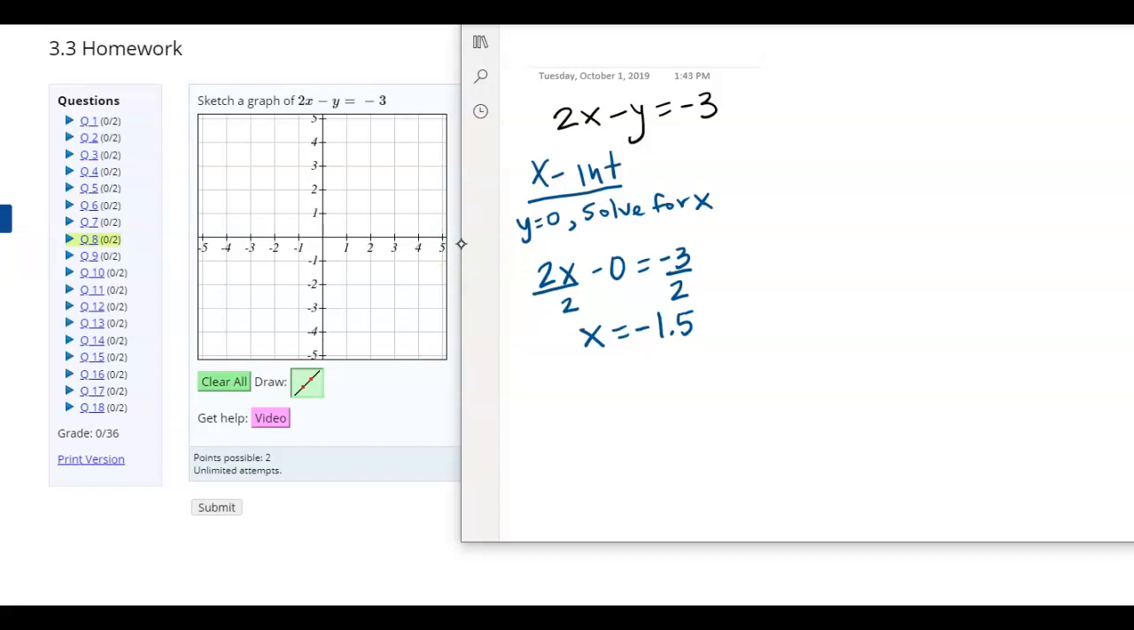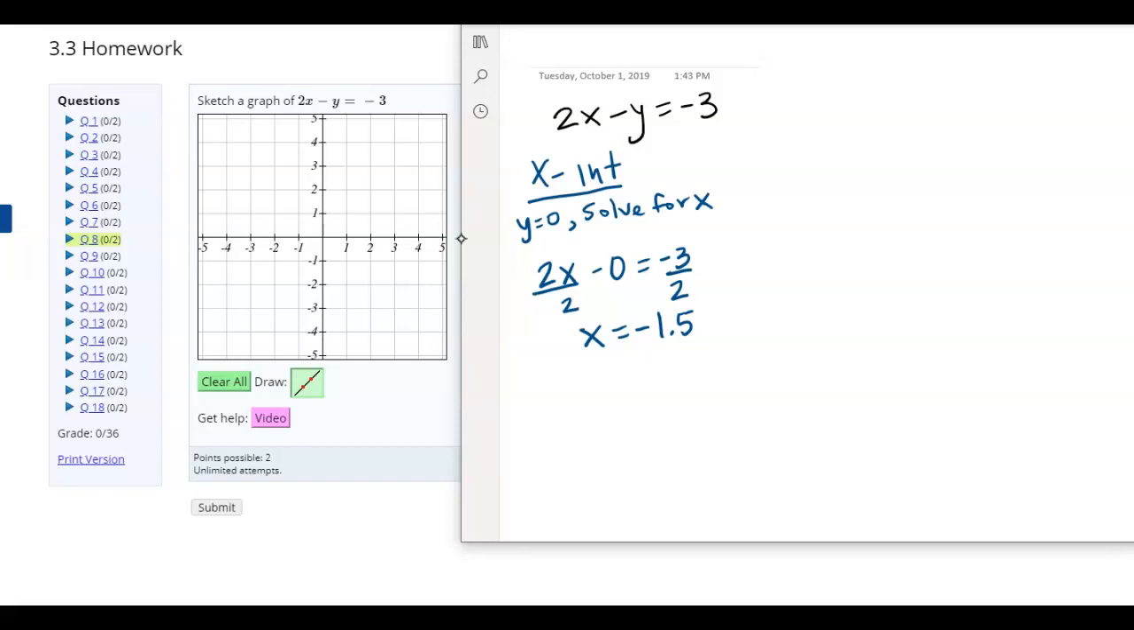Even though the grid will move in half increments, you're not always going to have a 2 at the bottom. Sometimes your denominator is going to be 3 or 4, and then you're not going to be able to graph it on here. So this is what I'm talking about. If you're trying to use intercepts, then you might come across these fractions.